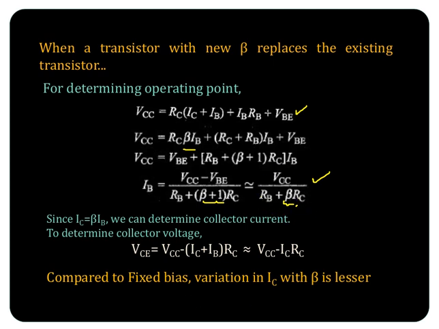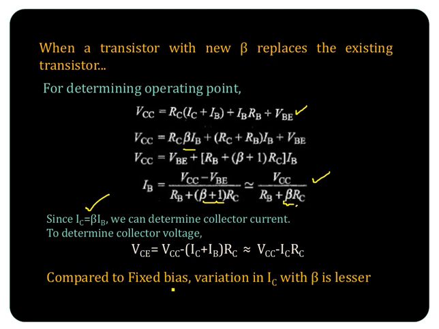So since IC equal to beta IB, we can determine the collector current using this expression. That is, IC equal to beta IB will give you the value of IC. This IB you can get from VCC by RB plus beta RC. Now to determine the collector voltage, again we have the same equation, VCE equal to VCC minus (IB plus IC) into RC, which is approximately equal to VCC minus IC RC, since IC is very much greater than IB.